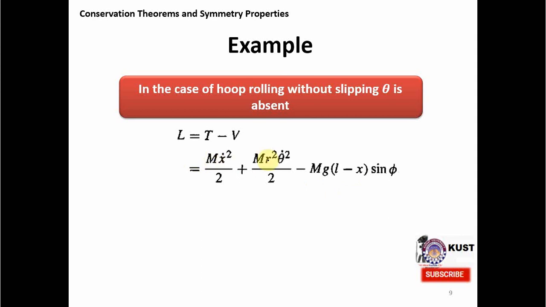Theta is not in the first term. There is a theta dot, but it is not theta. It's theta dot, it's not theta. So theta is absent in the second term as well, and as well as in the third term, there is no theta. So theta is cyclic because there is no motion along theta.